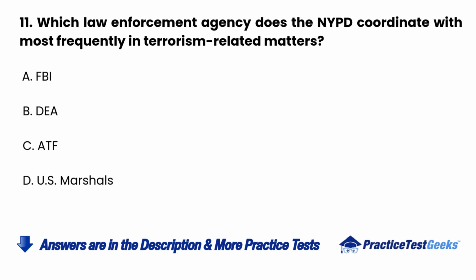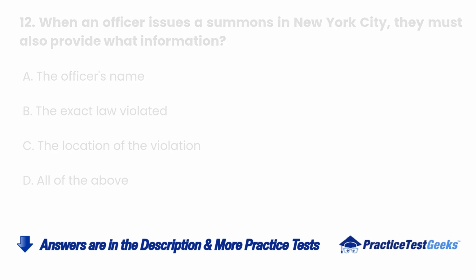11. Which law enforcement agency does the NYPD coordinate with most frequently in terrorism-related matters? A. FBI. B. DEA. C. ATF. D. U.S. Marshals.